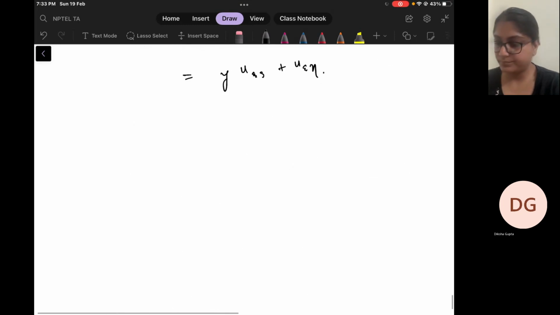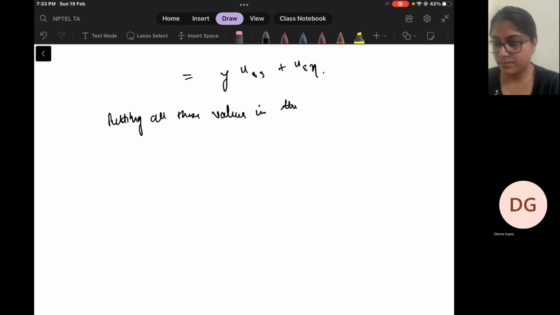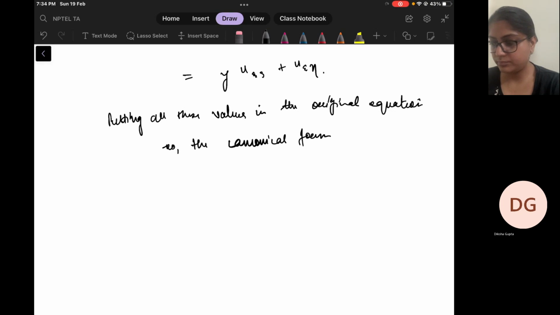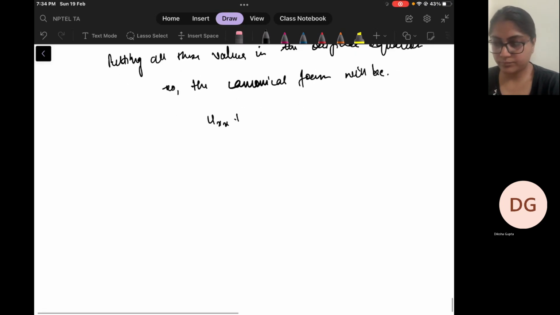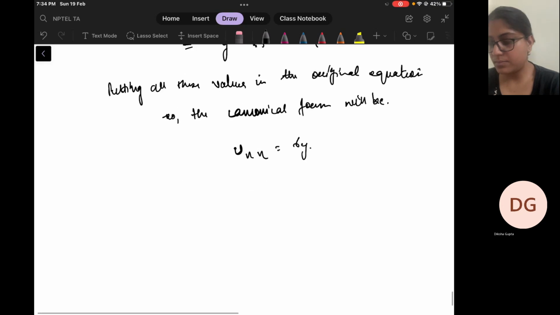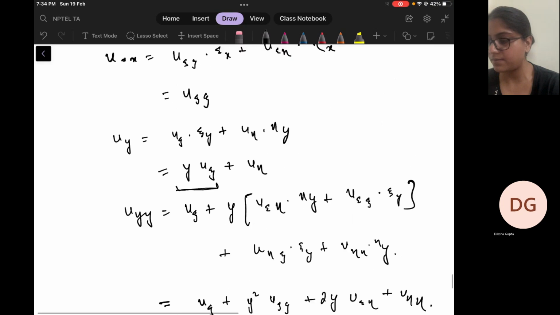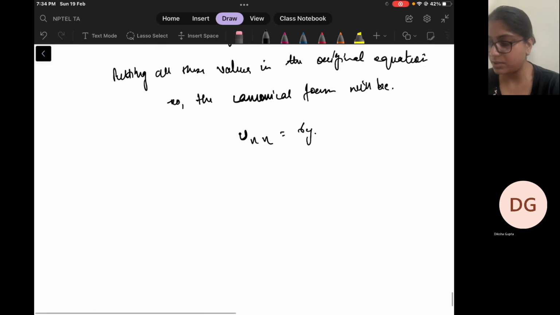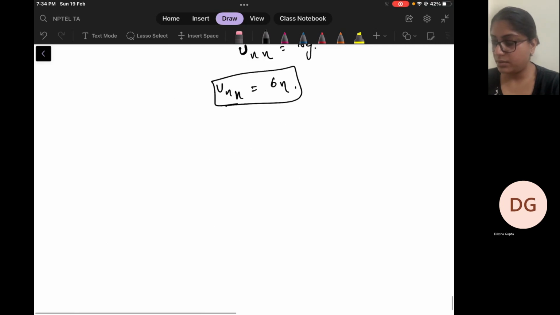So our canonical form comes out to be u_epsilon_eta is equal to 6y. Also, we have to find the canonical form in terms of the new variables. So again, we'll put the value of y, which was nothing but eta. So our canonical form is u_epsilon_eta is equal to 6 eta, right?